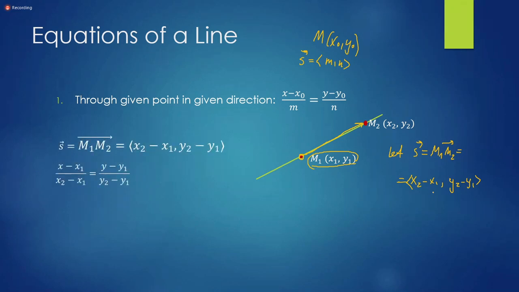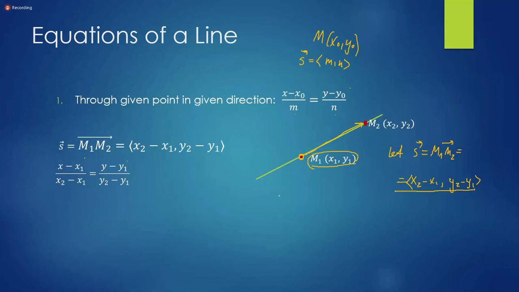It looks like this. Instead of x0 here, we have x1 and y1 instead of y0. And instead of m and n, we have our new direction vector, x2 minus x1, y2 minus y1. So this is called the equation through 2 points, or sometimes the point-point form of a line. The equation through 2 points.